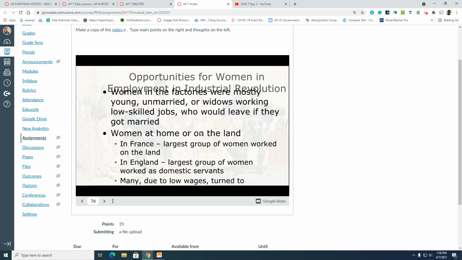Women that worked in factories were mostly unmarried or widows, though, because when someone did get married, they were discouraged from working either by their husbands or by the employer. Women in France still mostly worked in agricultural industries on the land, while in England, once again, they were working mostly as domestic servants.